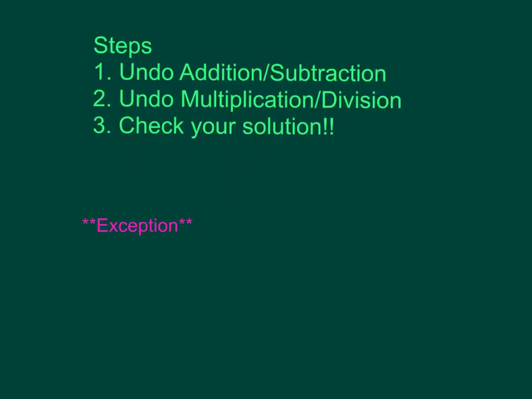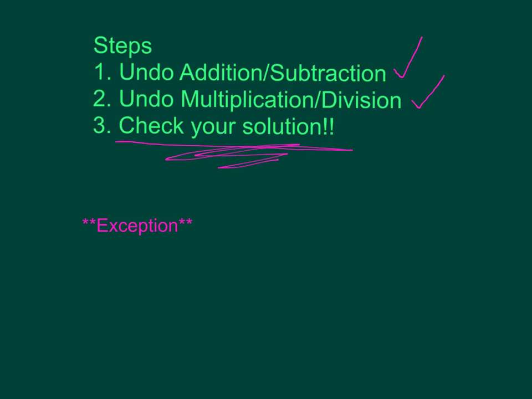Today we're moving up in the world. We're moving from one-step equations to two-step equations. When you have two-step equations, you always first want to undo the addition or subtraction, and then you undo the multiplication or division. And then, of course, you always check your solution.